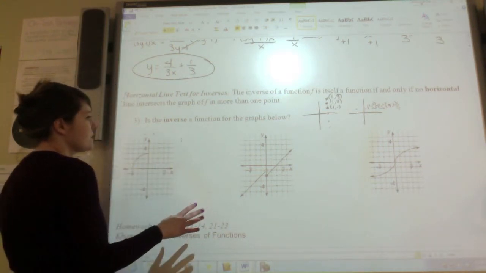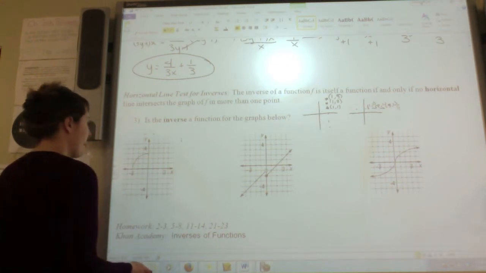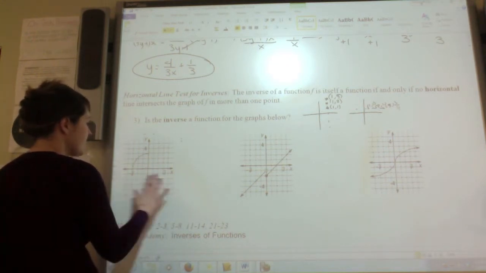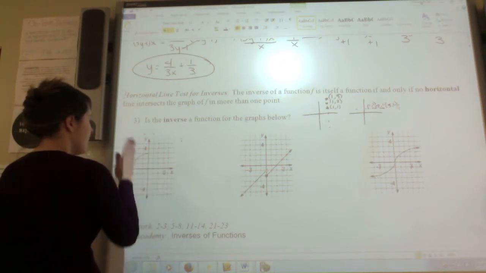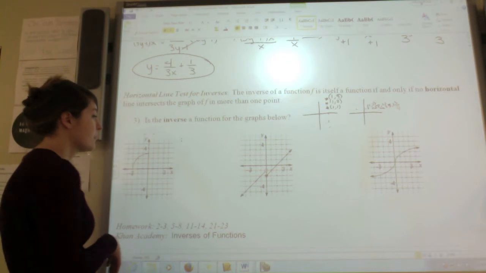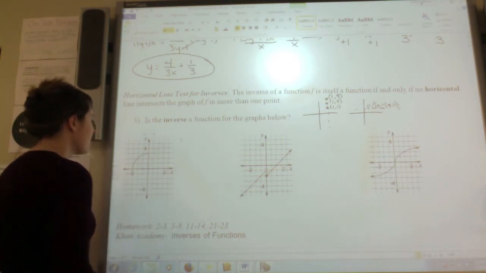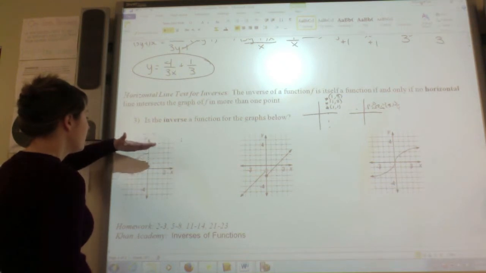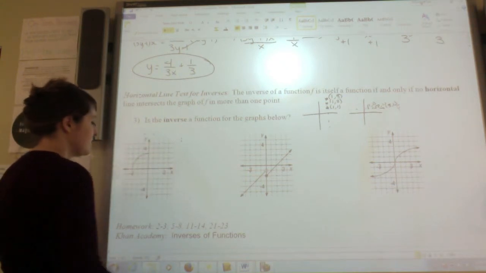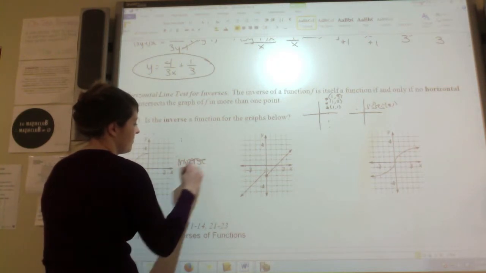So looking at each of these graphs, I want to figure out, is the inverse going to be a function or not? Alright, looking at this first graph here, first of all, the graph itself is a function because it passes the vertical line test. If I want to think about the inverse, I need to think about the horizontal line test. So the horizontal line test, it also passes, therefore the inverse is a function.